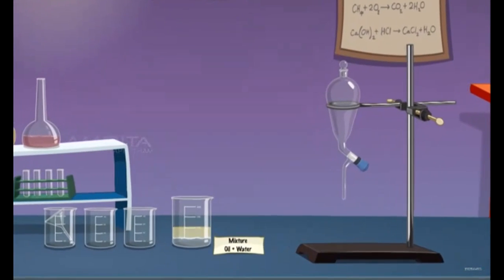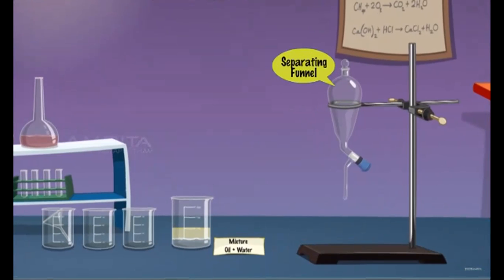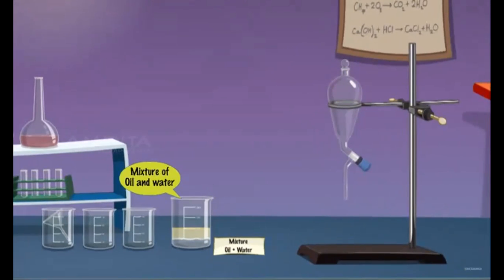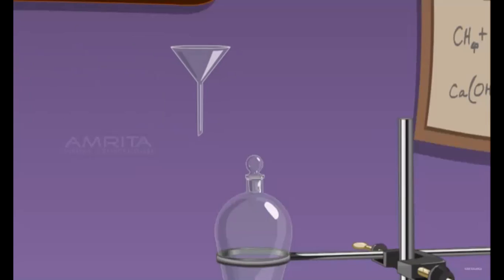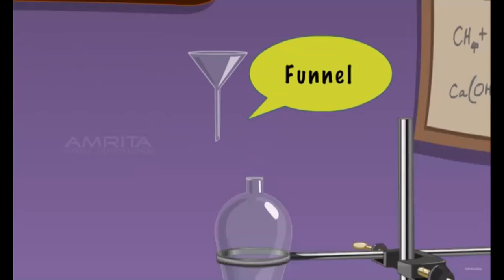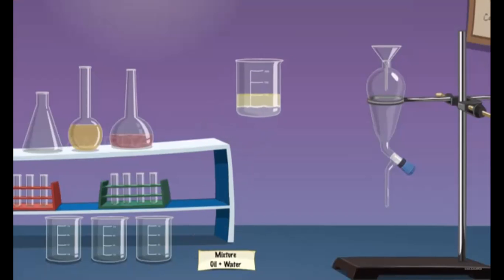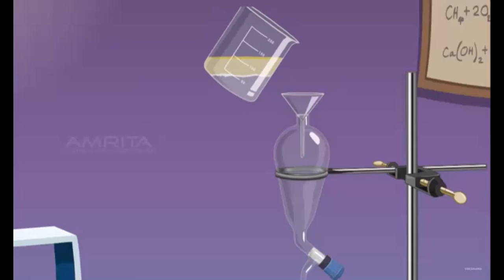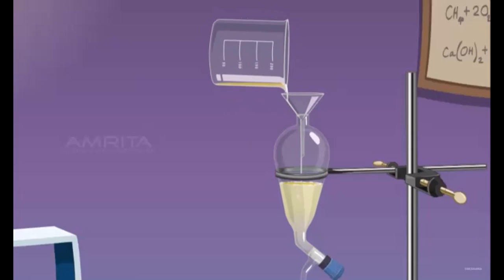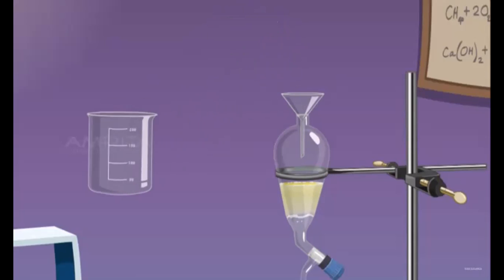To do this experiment, we require a separating funnel, stand with a clamp, mixture of oil and water, filter funnel, and beakers. Take a filter funnel and place it on the mouth of the separating funnel, which is clamped to a stand. Pour the mixture of oil and water into the separating funnel through the filter funnel. Oil and water will appear as separate layers.